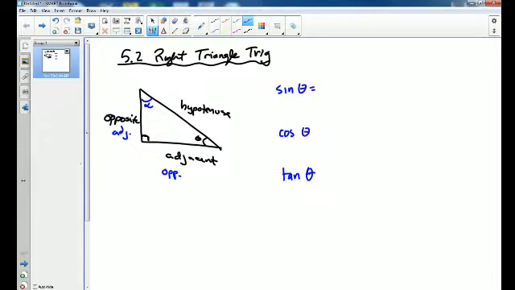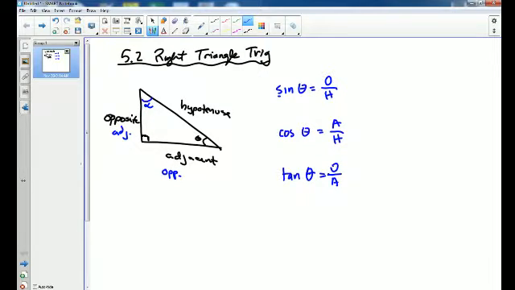Okay, the ratios are governed by functions that we've created called sine, cosine, and tangent. They're abbreviated sin, cos, tan. Some of you remember SOHCAHTOA? Sine's ratio is opposite over hypotenuse, SOH. Cosine is adjacent over hypotenuse, CAH. And tangent is opposite over adjacent, TOA.